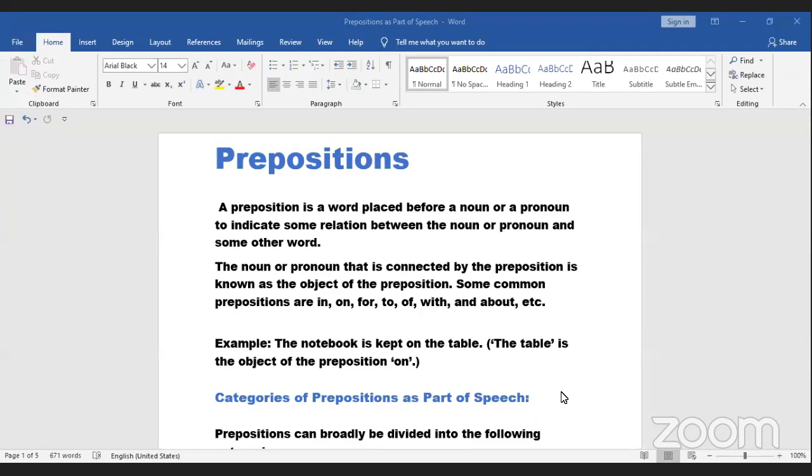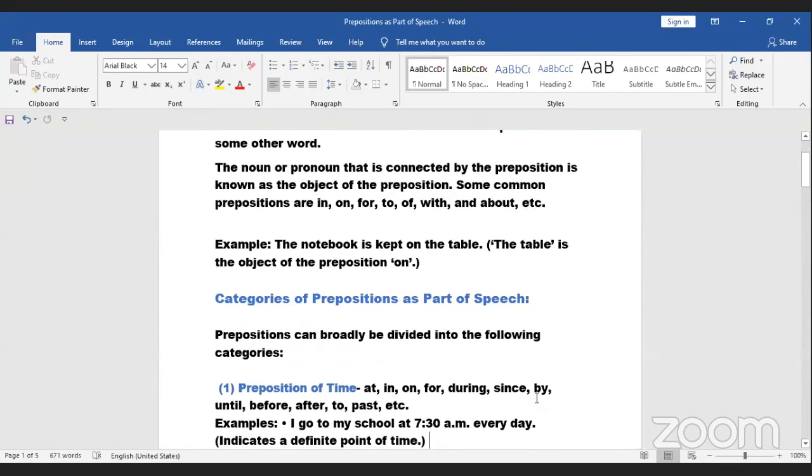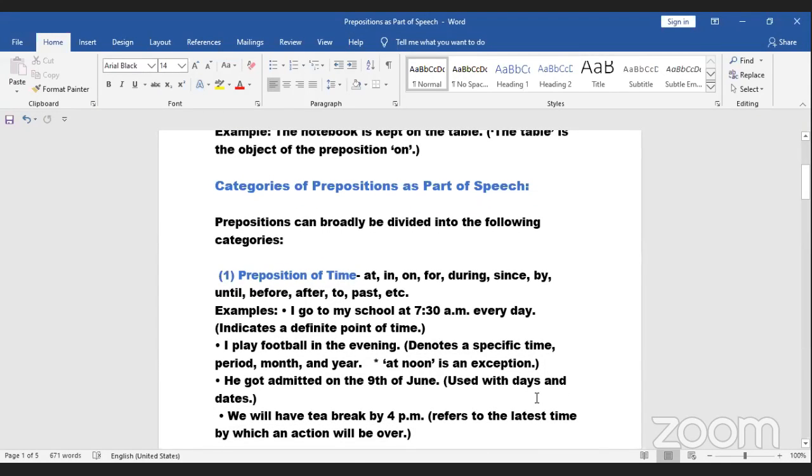Okay, so there are different kinds of prepositions. Why we have to learn different kinds of preposition is that only if we learn the kinds of preposition, then only we'll be able to understand the context of the sentence and proceed further accordingly. Like if I understand whether this preposition means something related to time or something related to place, then only I can use them accordingly.